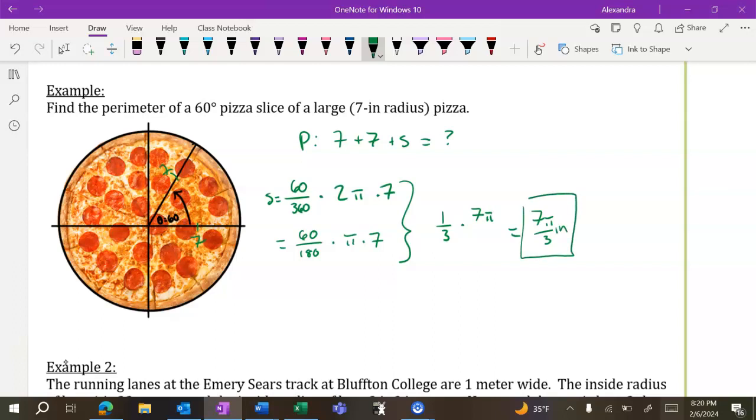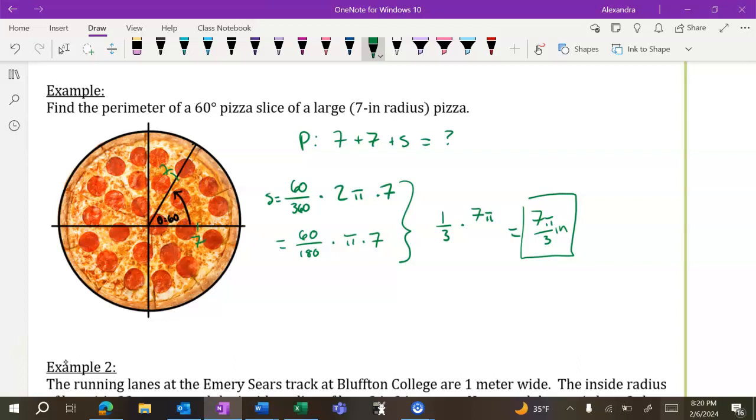Inches, since I did give inches. So if I'm just finding the arc length, I got that it was 7 pi over 3. I personally am going to ask you to keep your answers in terms of radians, so you do not need to tell me the decimal.